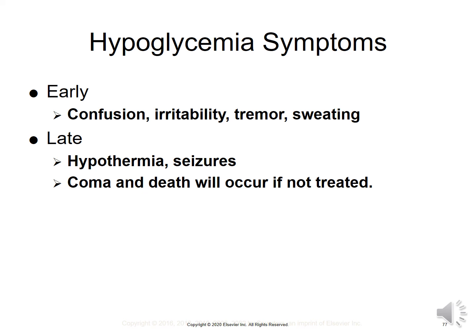So hypoglycemia, early signs are confusion, irritability, tremors, sweating. Late signs are going to be hypothermia, seizures, coma, and death can even occur.